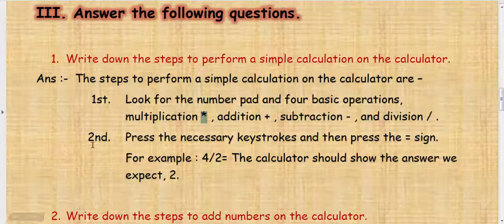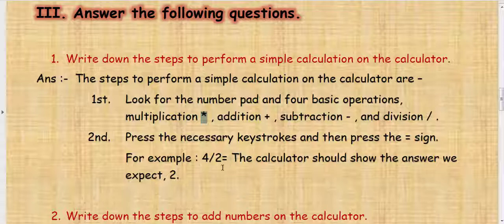And the second step is press the necessary keystrokes and then press the equal to sign. For example, 4 by 2 equal to. The calculator should show the answer we expect, 2.